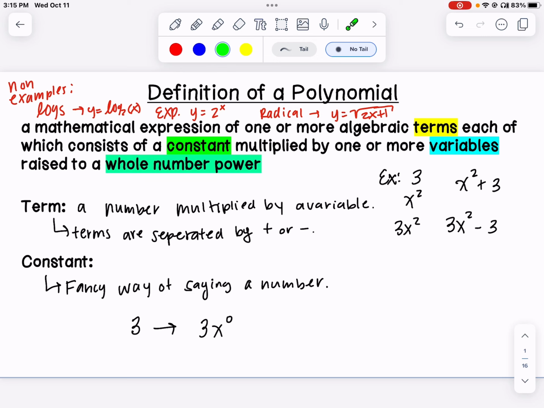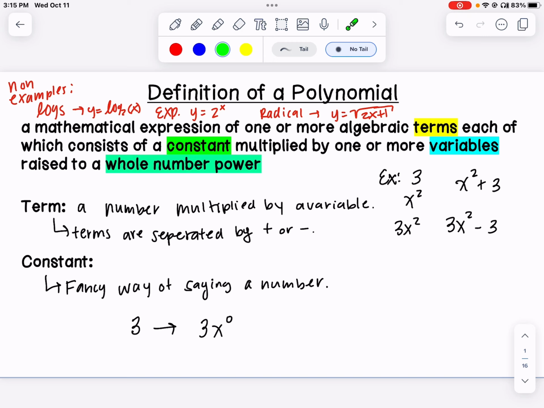A polynomial is defined as an expression with one or more algebraic terms. The definition of a term is listed here as well. A term is simply a number that is multiplied by a variable. Here it says terms, each of which consist of a constant multiplied by one or more variables. Notice that here I use the word constant, and here I use the word number. That's just because constant is a really fancy way of saying number.